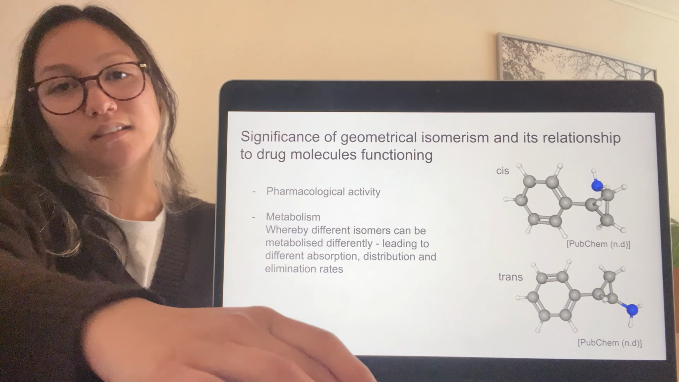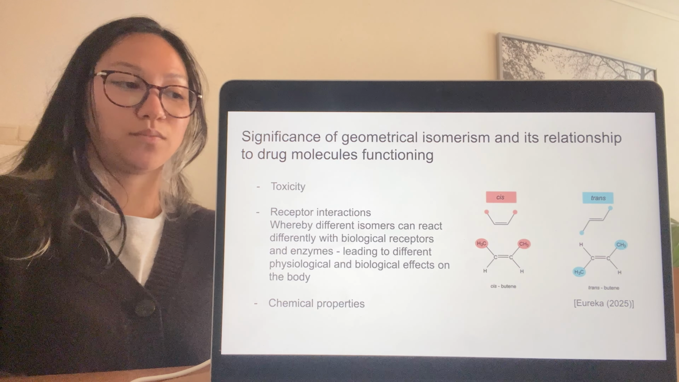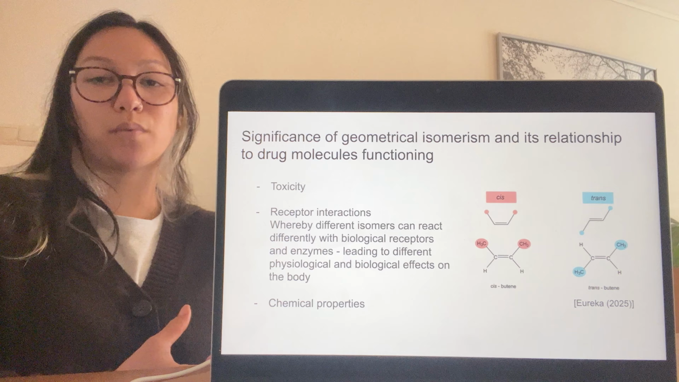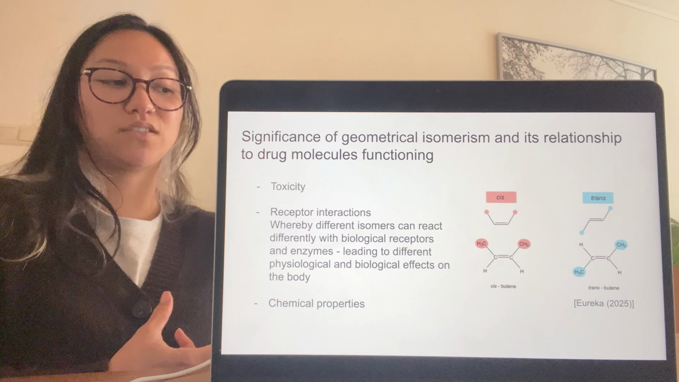And as well as this, it can also affect the chemical properties too. An example of this is that trans isomers tend to be more nonpolar than cis isomers, as the charge is balanced on opposite sides of the double bond.